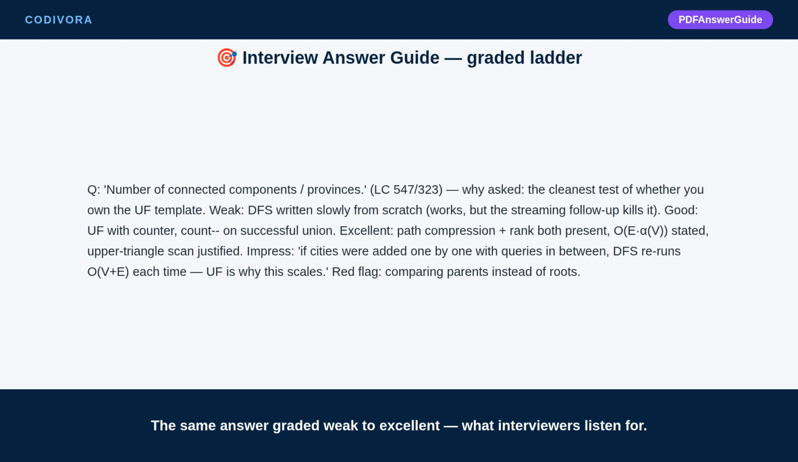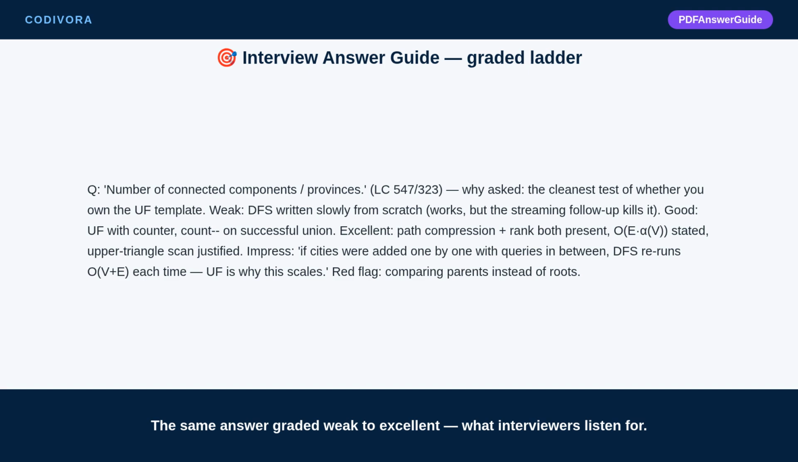Question, number of connected components, provinces. LC 547, 323. Why asked? The cleanest test of whether you own the UF template. Weak. DFS written slowly from scratch. Works, but the streaming follow-up kills it. Good. UF with counter, count, on successful union. Excellent. Path compression plus rank both present. O(E alpha V) stated, upper triangle scan justified.